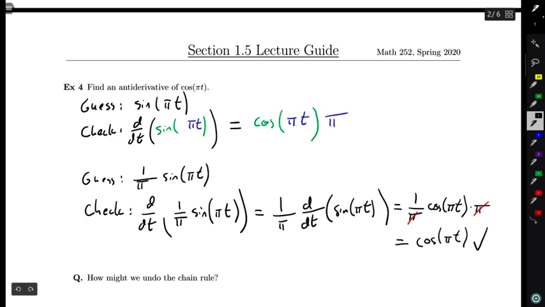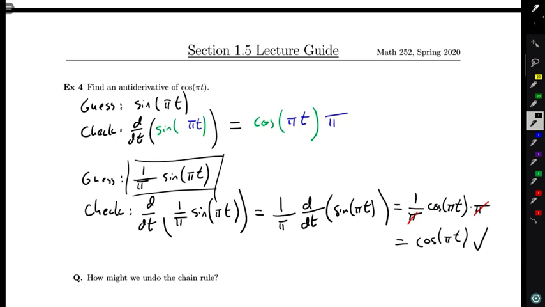This is exactly what we wanted. So we have that an antiderivative is 1 over pi sine of pi t. Certainly not the only one. We could have added 5 to this. We could have added 1,000,000 to this. We could have added negative 100 to this. But this is an antiderivative of cosine of pi t.